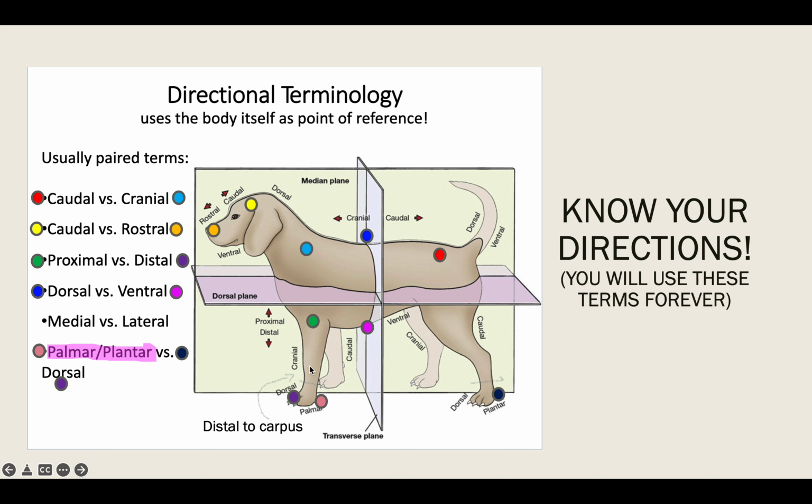But that's about the front paw. When you get to the back paw, we still say dorsal, but instead we're going to say plantar instead of palmar. So think about, you plant your feet on the ground, or at least we do. You're going to have plantar and palmar.